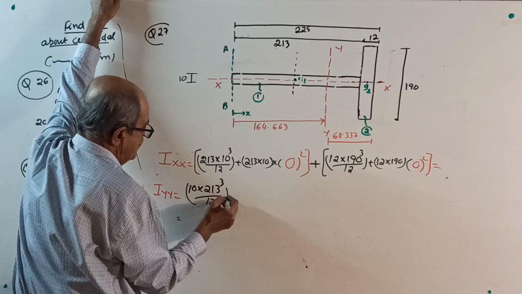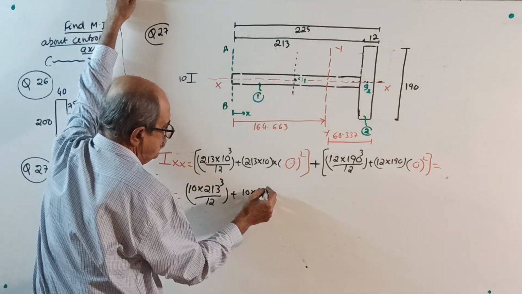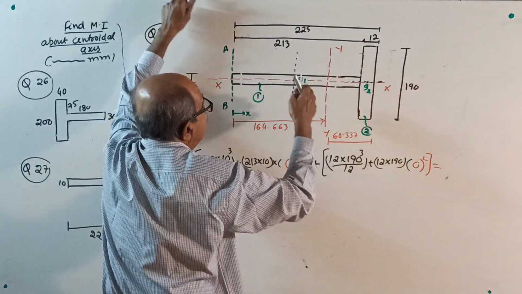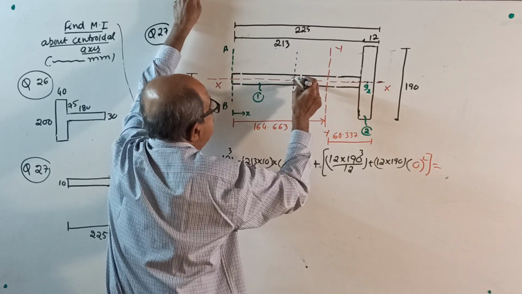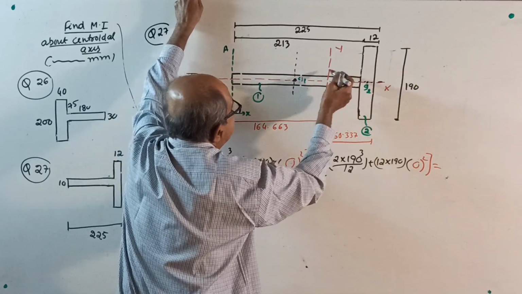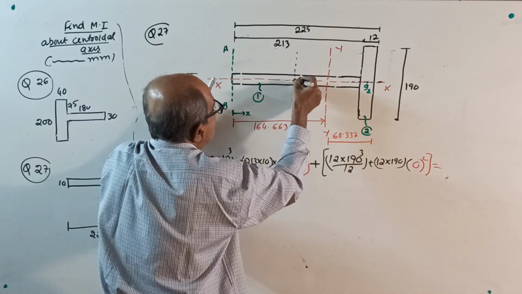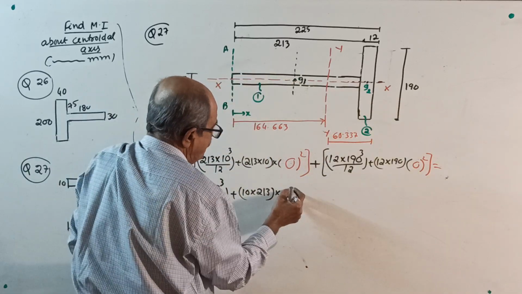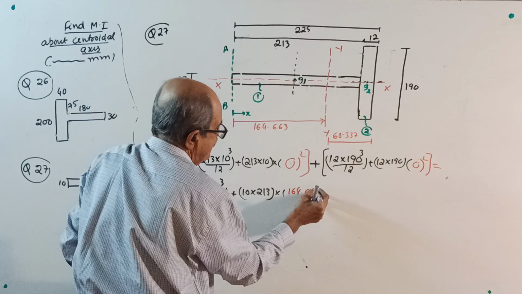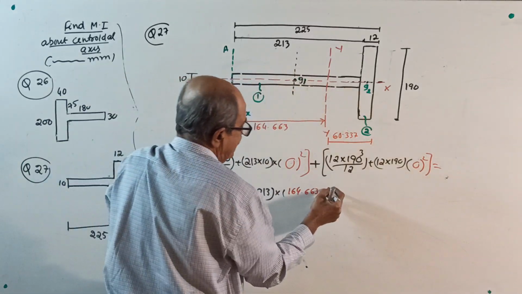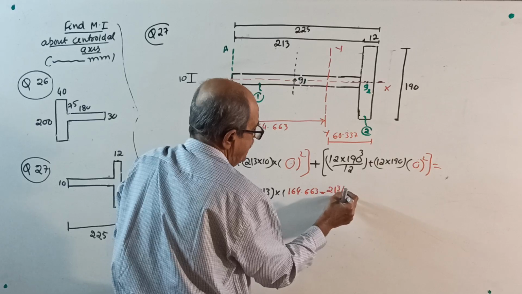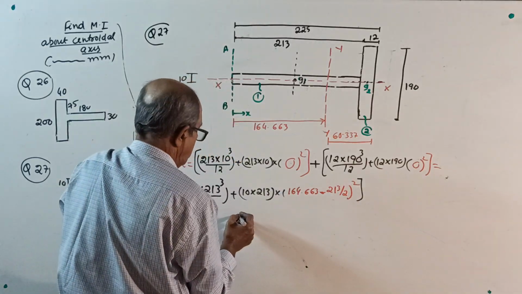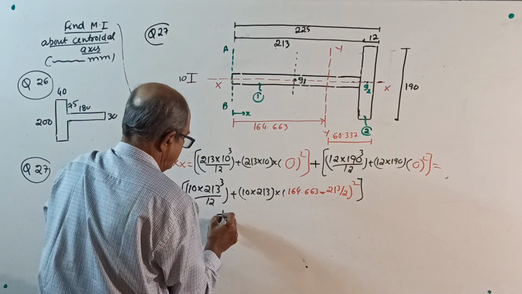Ig plus area into 213 is the area into the distance from the centroid G1 to YY, this distance squared. From here to here, this distance squared is 164.663. Subtract: this distance is 213 by 2 minus 213 by 2 whole square. This is Ig plus A d square. One term is over.